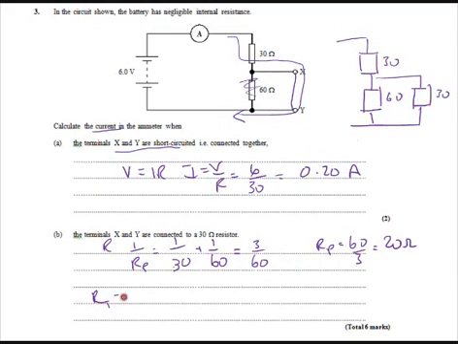So the total resistance of the circuit is now the parallel bit, which was 20, plus the other bit, which is 30, gives us 50 ohms altogether. So to work out the current in the ammeter, now it's I equals V over R equals 6 volts across the total resistance of 50 ohms. Gives us a current of 0.12 amps.